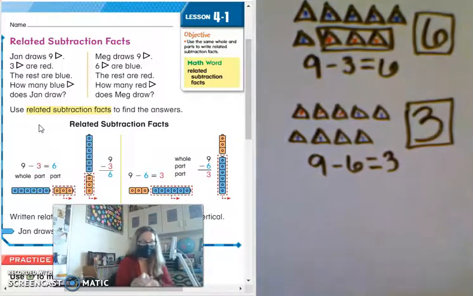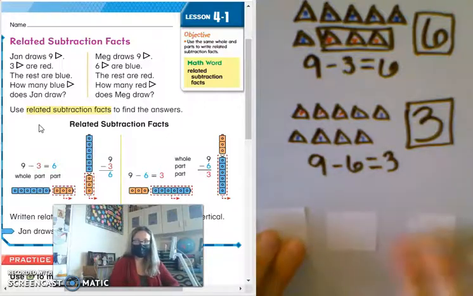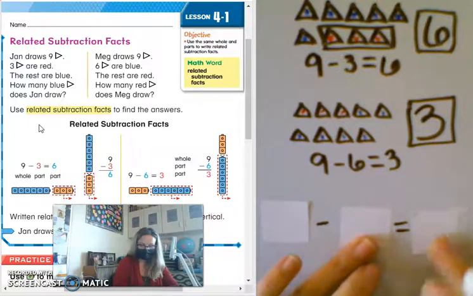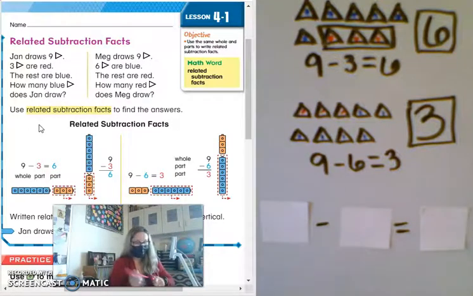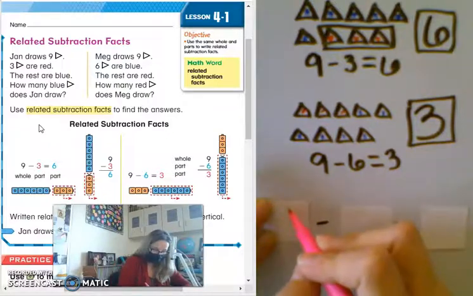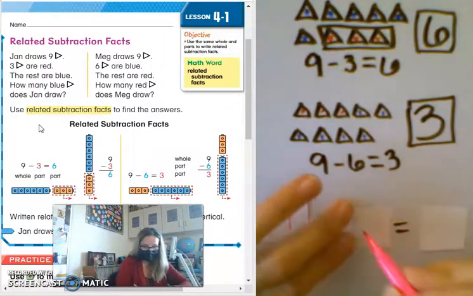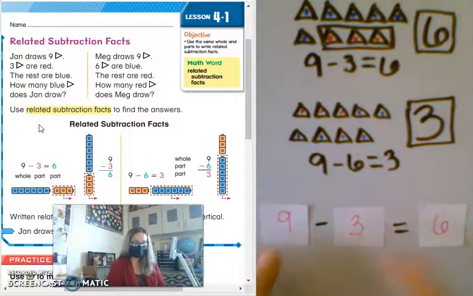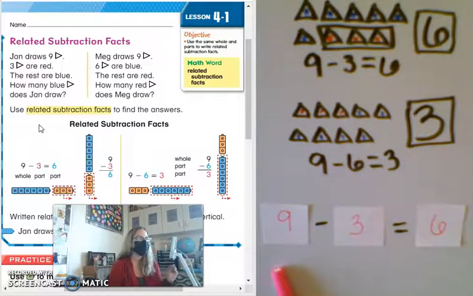3. Now, if I put that on my fancy schmancy paper squares, real high tech sometimes when I'm teaching. If I have 9 triangles, take away 3 triangles, that leaves me with 6. Now watch. I can't move my 9. That has to be the first number. In subtraction, the first number is always the biggest.